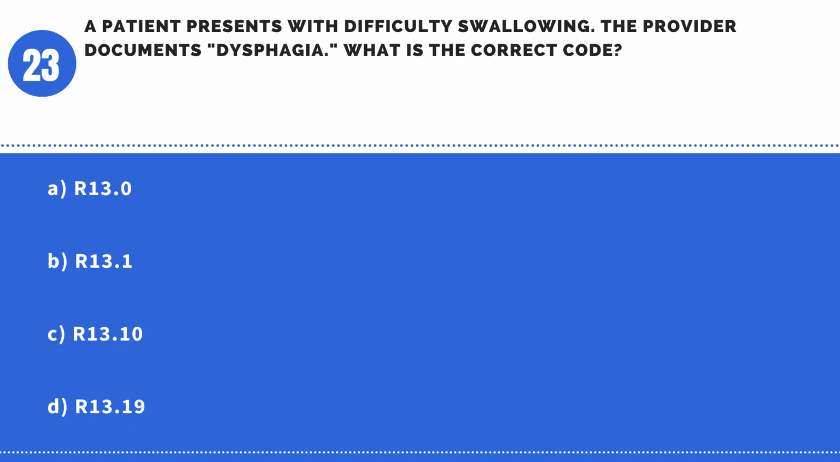Question 23. A patient presents with difficulty swallowing. The provider documents dysphagia. What is the correct code? A. R13.0. B. R13.1. C. R13.10. D. R13.19.